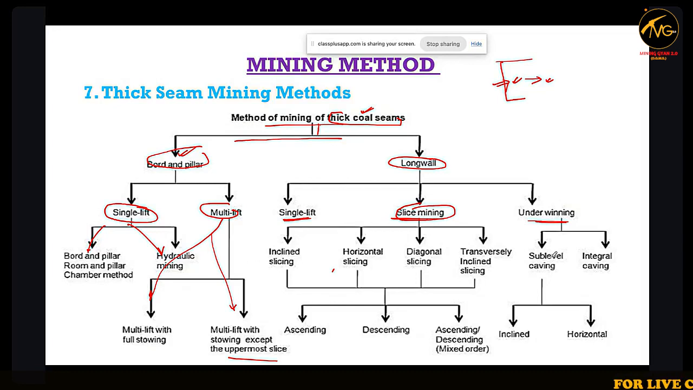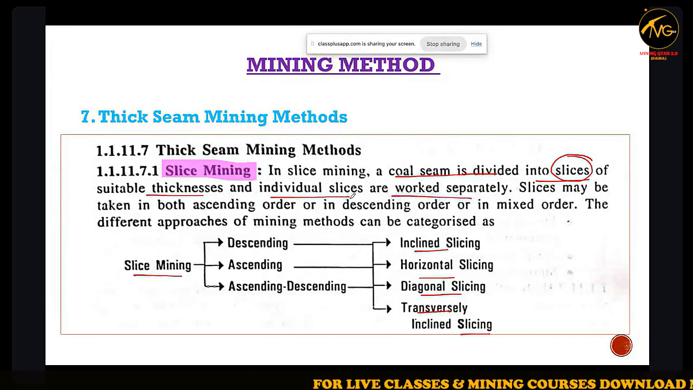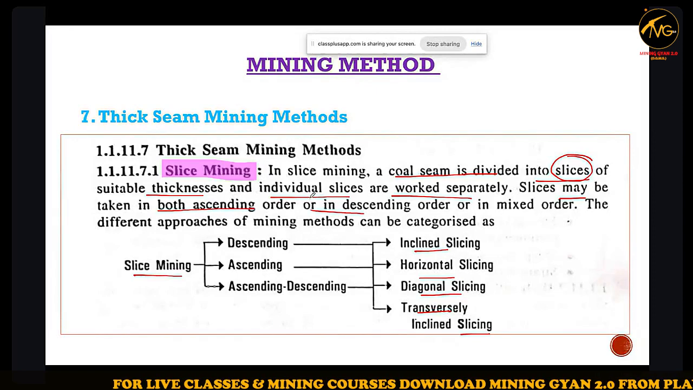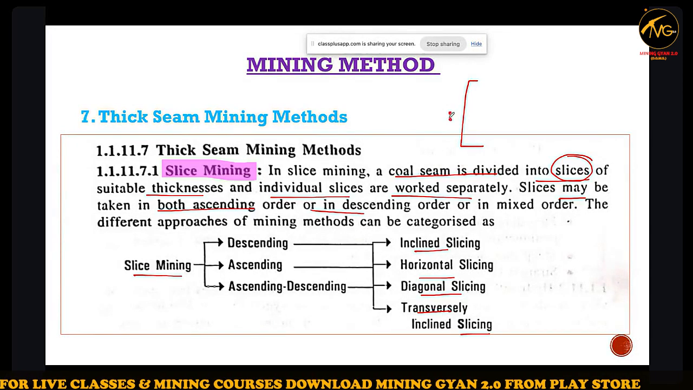They have written that the coal seam is divided into 2 or more slices, of suitable thickness, and individual slices are worked separately. Slices may be taken in either ascending order or descending order. Okay, what happens in the slice method is that your coal seam is very thick, suppose 8 meters. So they will divide it into slices.